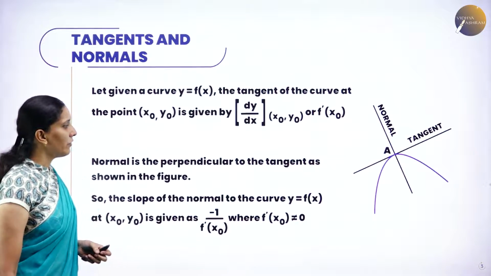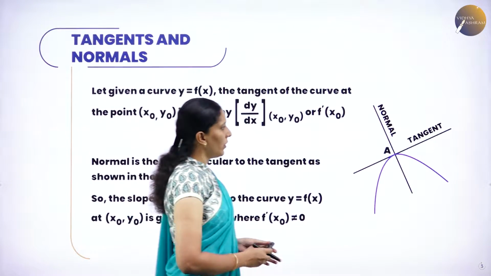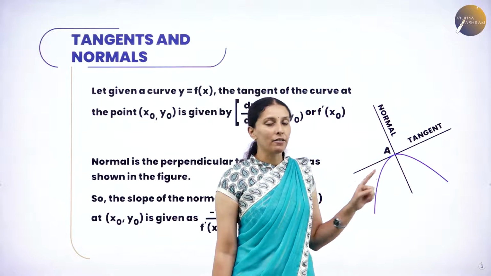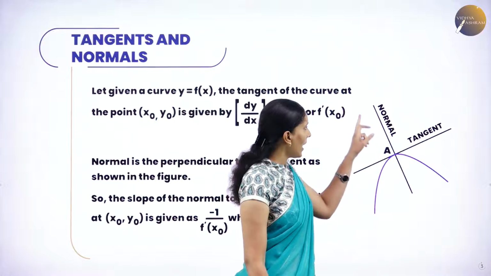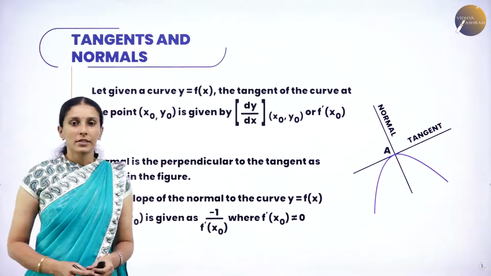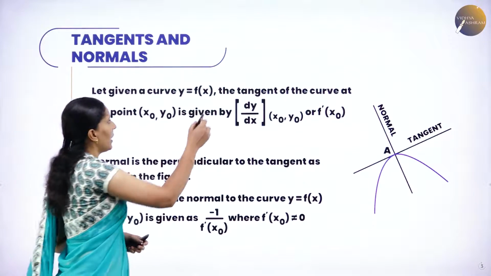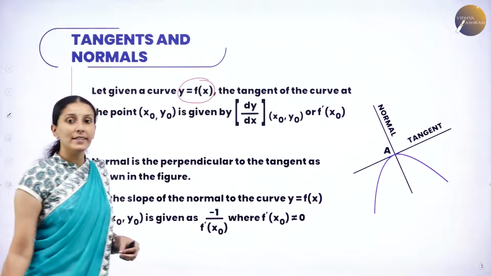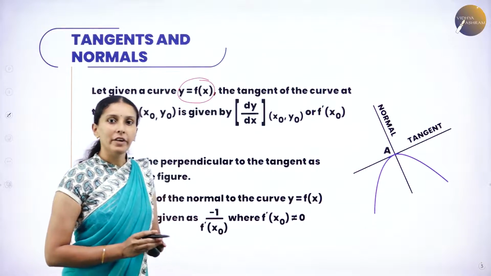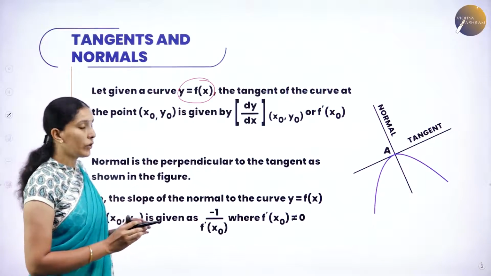So here is a curve which I have taken. A tangent is a straight line which meets the curve only at one single point. Any perpendicular line to the tangent is nothing but the normal. So here generally the curve is taken in the form of y is equal to f of x. So any function of a curve is expressed in terms of y is equal to f of x.